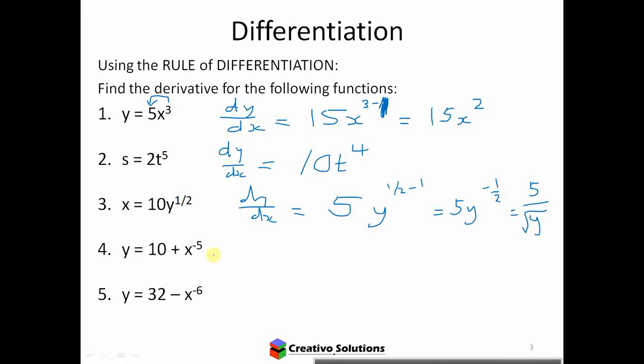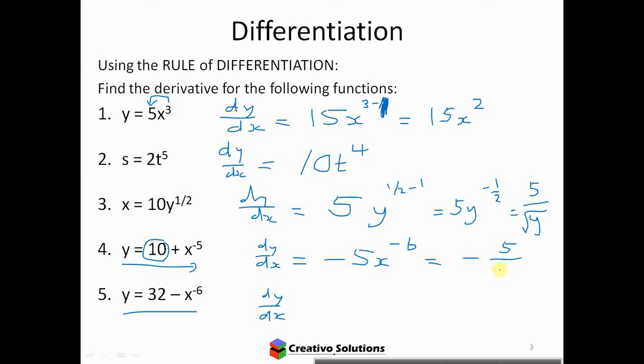Right, this one, if you have a constant, the constant just falls away, because the derivative of a constant is nothing. So this would be dy over dx equal to minus 5x to the minus 6. Okay, this one, what happens to the constant? You can write it again if you wanted, like this. Minus 6.